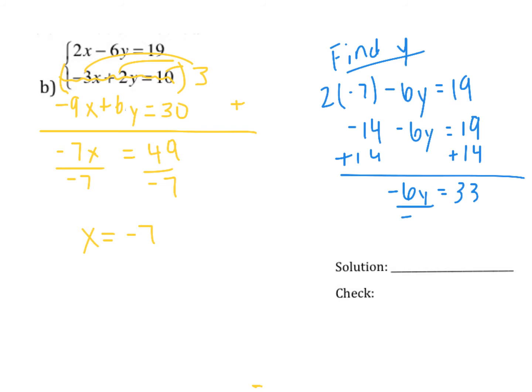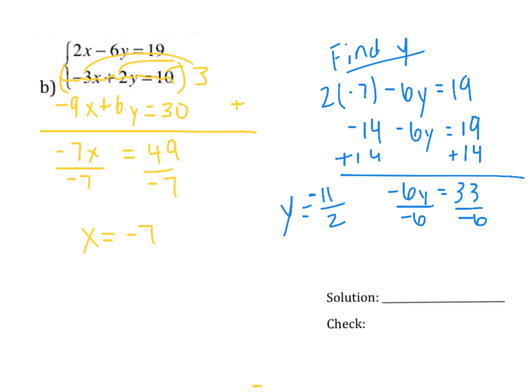And divide both sides by negative 6. So we can divide both of those top and bottom by 3. And we're going to end up with y equaling 11 halves. And it's going to be negative. So our final solution here is negative 7, negative 11 and a half.